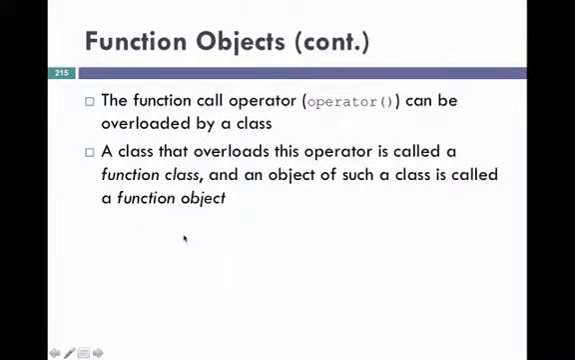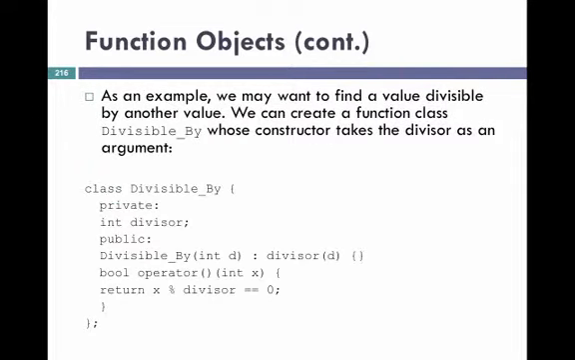Now, the function call operator can be overloaded, and a class that overloads this operator is called a function class, and an object of such a class is called a function object. As an example, we may want to find a value divisible by another value, and we can create a function class DivisibleBy whose constructor takes the divisor as an argument.